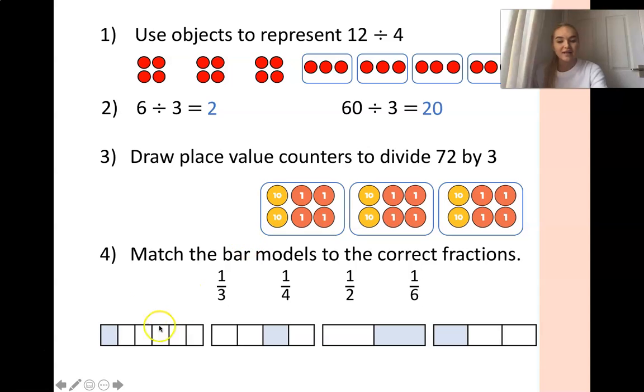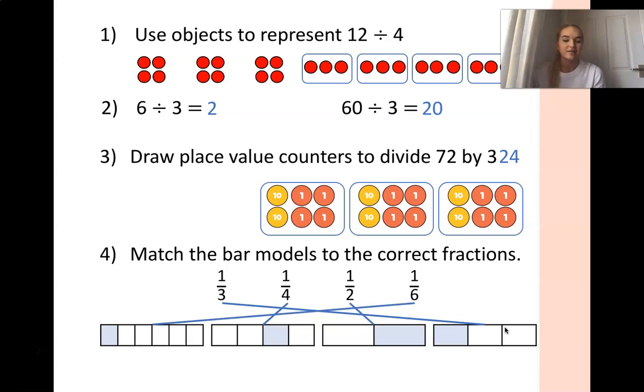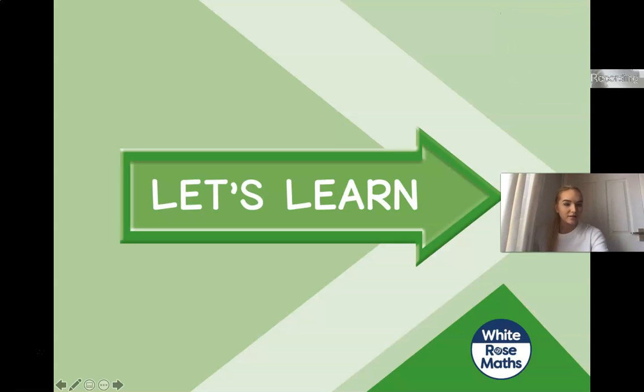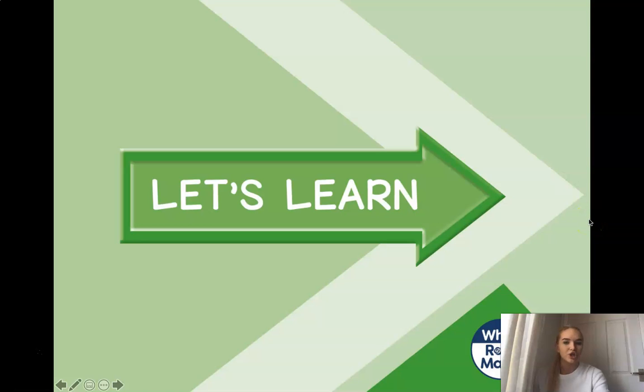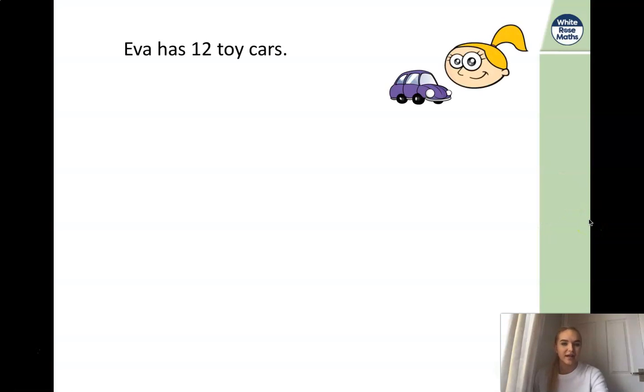Finally then, we can see that this bar represents 1, 2, 3, 4, 5, 6 altogether. That represents 1/6. This one represents 1/4 because 1 is shaded, there are 4 parts. This one represents 1/2 because there is 1 shaded, and this one is 1/3. So you can see, like so, the answers are here. And well done if you got all of those correct. Super job. Let's have a look at today's learning then.